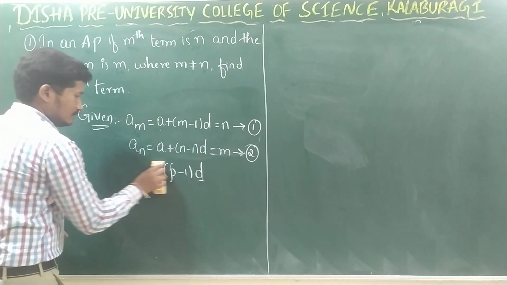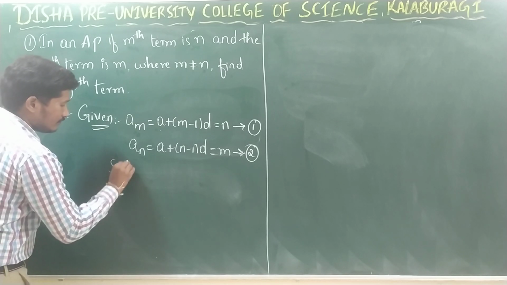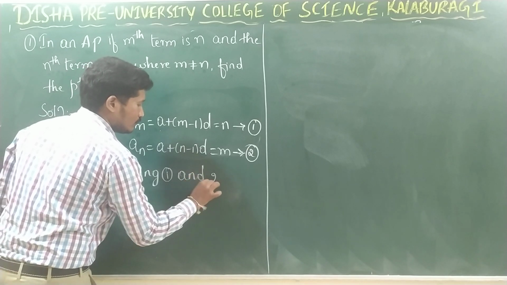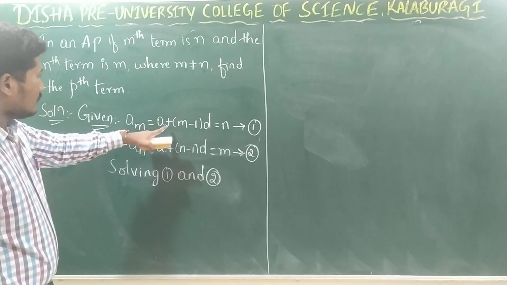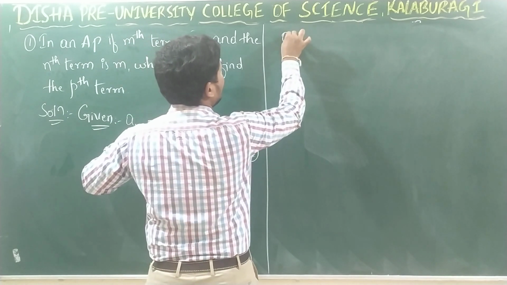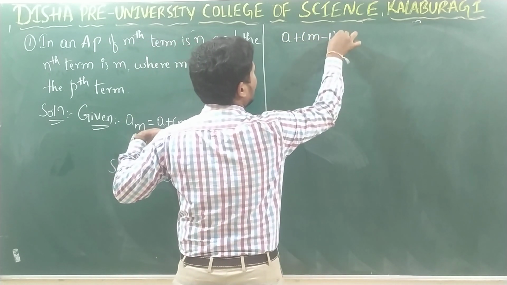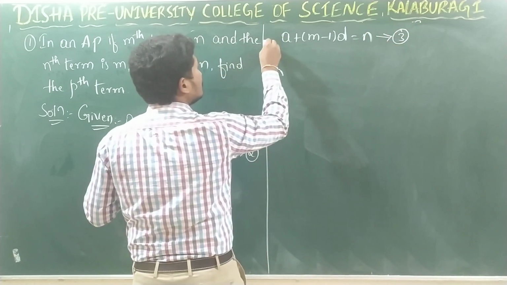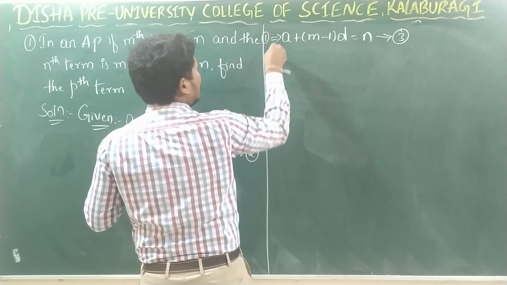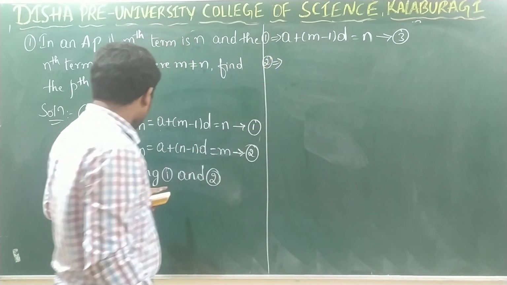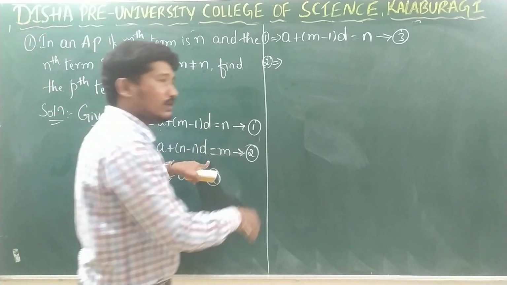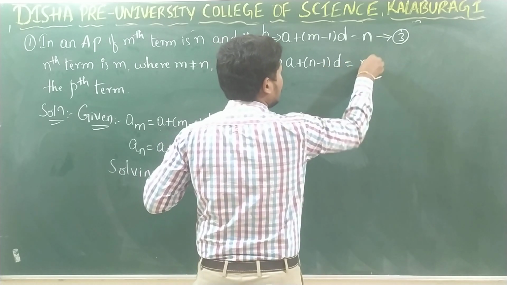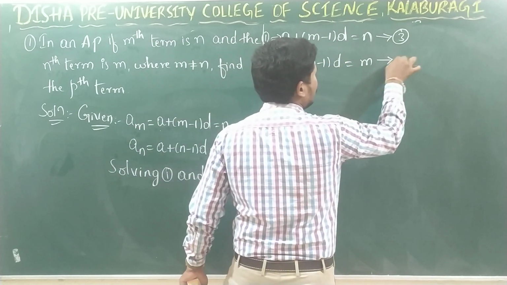See here. Solving equation 1 and 2. So how to solve this? See here. Let us write the equation 1. A plus m minus 1 into d is equal to n. Let us take this as 3. And let us take the second equation. What is that? A plus n minus 1 into d is equal to m. Let us take this as 4.